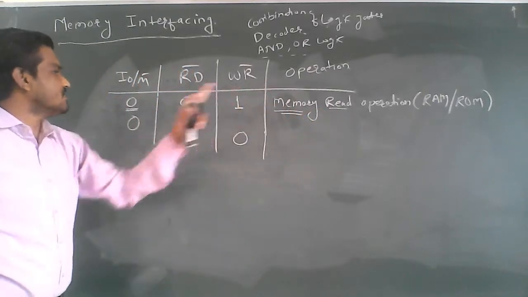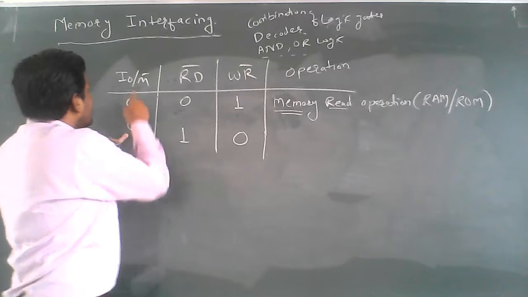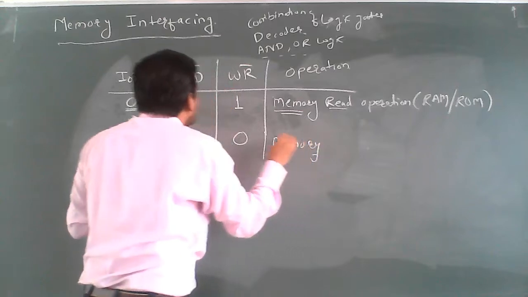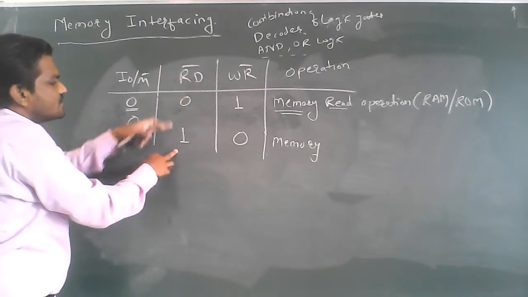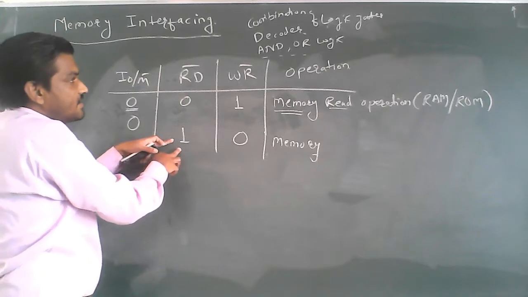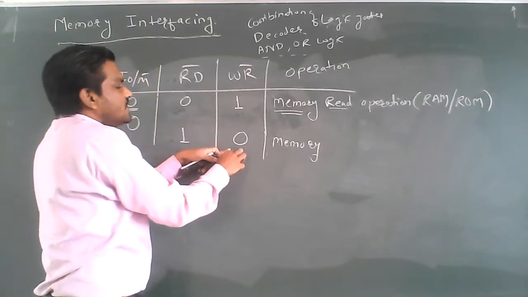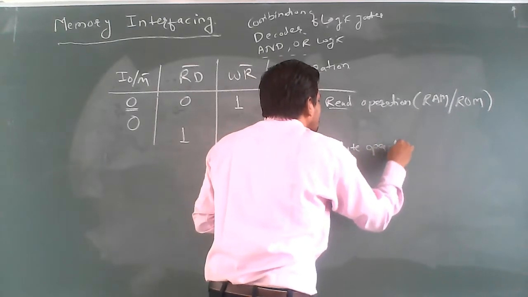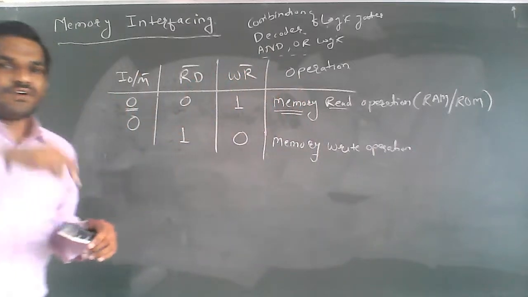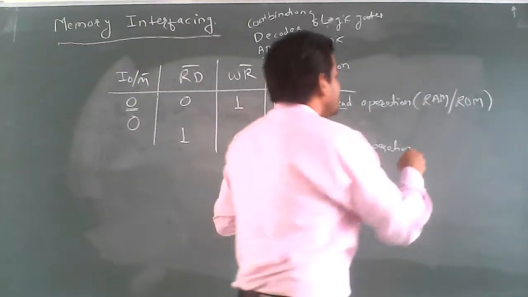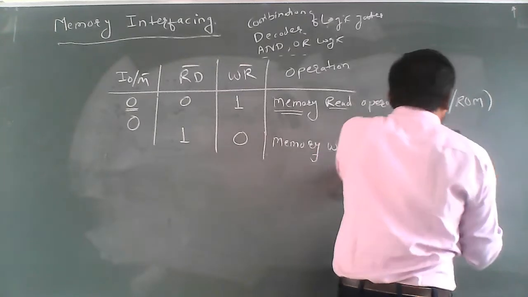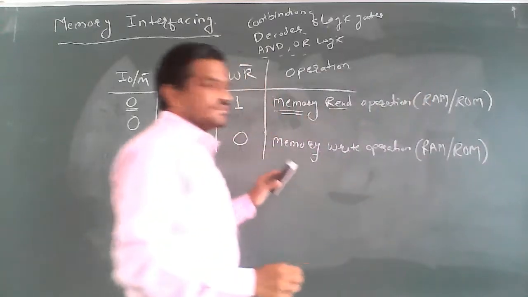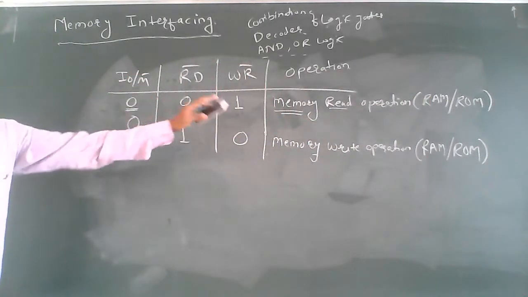So, memory read operation. Now when IO/M bar is equal to 0, it is again a memory operation. Now RD bar is equal to 1, so it will not read, and when WR bar is equal to 0, it is a writing operation. So it is a memory write operation. Whatever data or address there is will be written to your RAM or your EPROM. So this is the memory read and memory write operation.